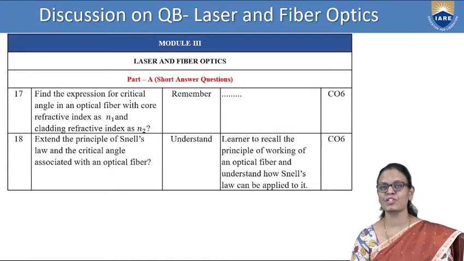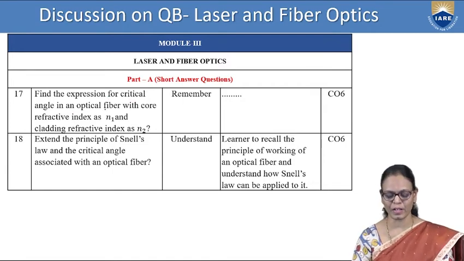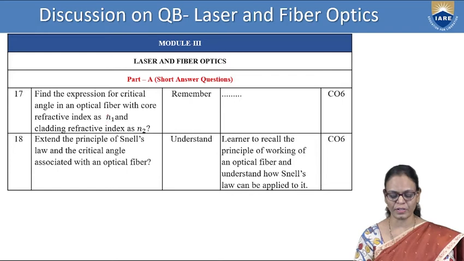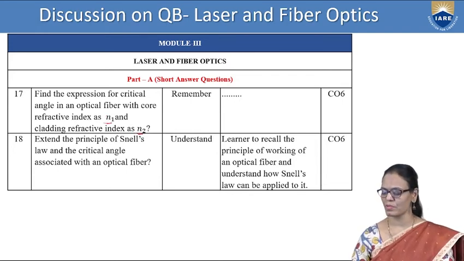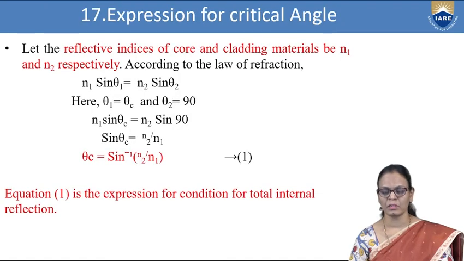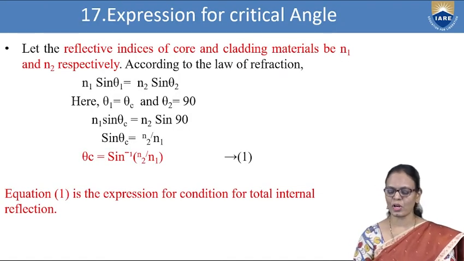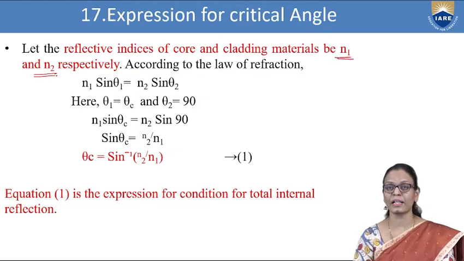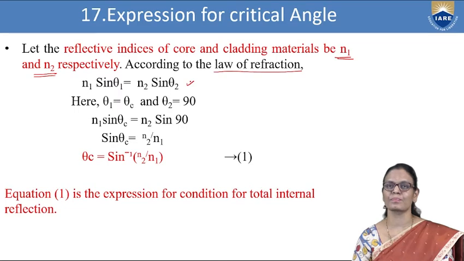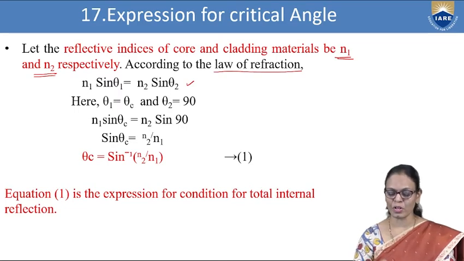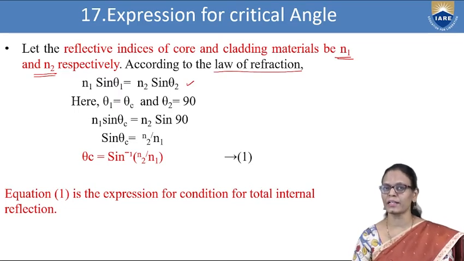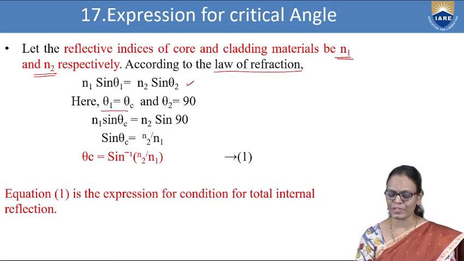Now find the expression for the critical angle in an optical fiber with core refractive index N1 and cladding refractive index N2. Let us see the expression. N1 is the refractive index of the core and N2 is the refractive index of the cladding. According to the law of refraction, N1 sine theta 1 should be equal to N2 sine theta 2. Now when we are talking about the critical angle, the angle at which it is incident.